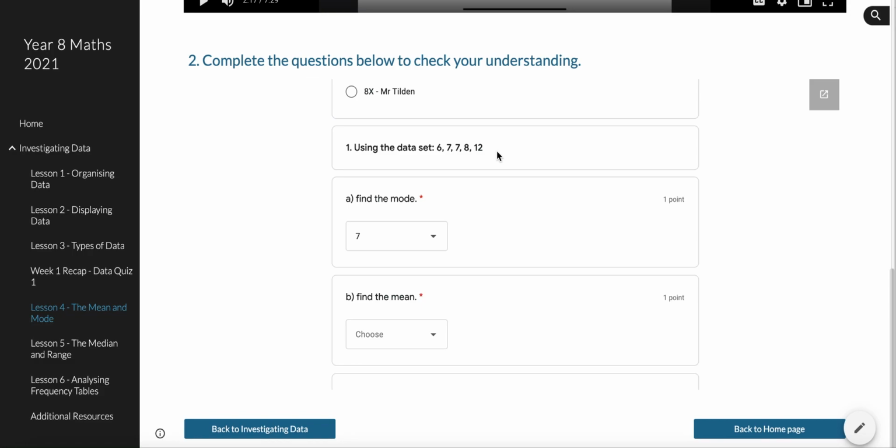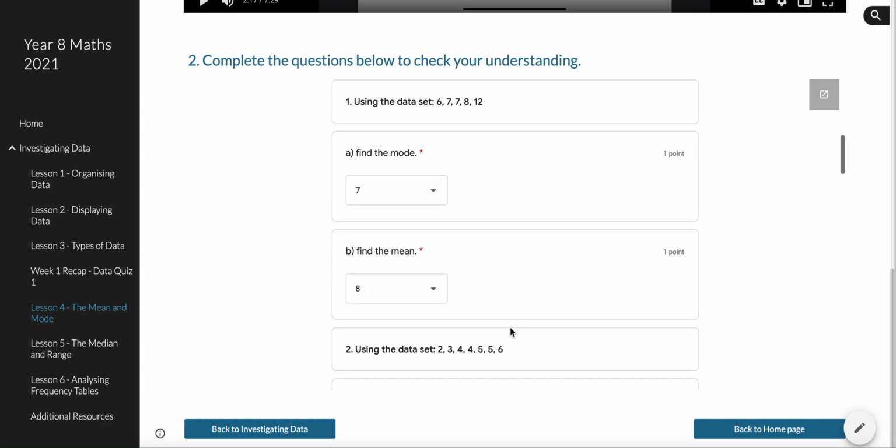So you can use a calculator for this. 6 plus 7 plus 7 plus 8 plus 12, which gives you 40. So we're going to have 40 on top, and our denominator is going to be the number of scores, if we remember the formula. And we've got 1, 2, 3, 4, 5 scores. So we need to divide 40 by 5. And so our mean is 8. 40 divided by 5.